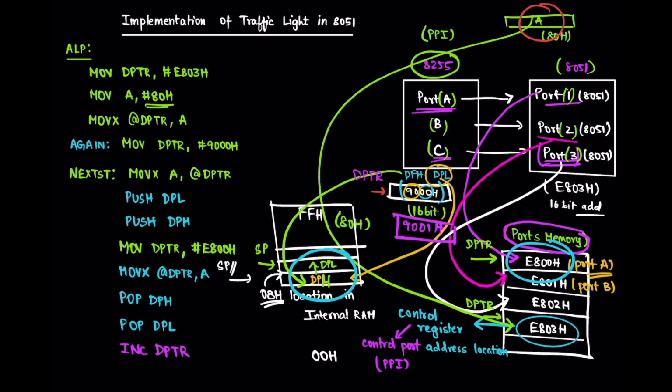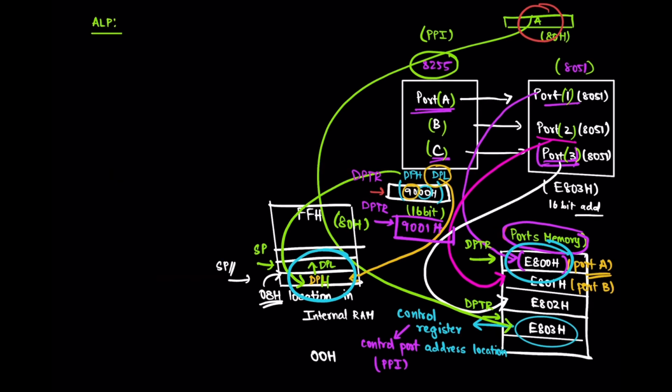So we store the value of DPTR in E800H, but at the same time we also made the DPTR point to the external memory location 9000H. Then we increment DPTR, and then we will go to 9001H location. So now my DPTR is currently pointing to 9001H location. Now the same thing which I performed for E800H, I have to perform for the next two, E801H and E802H. So my DPTR is pointed to 9001H location.